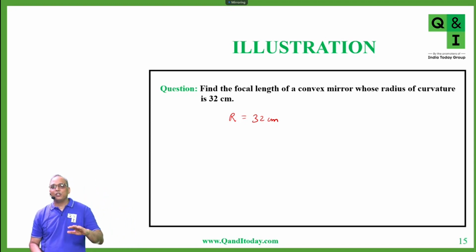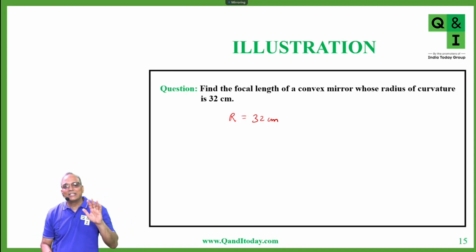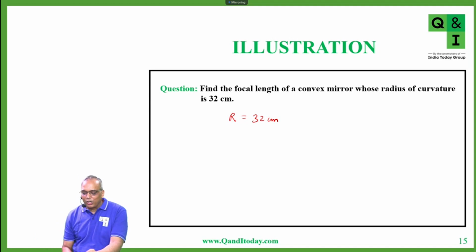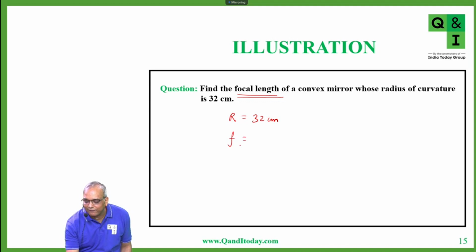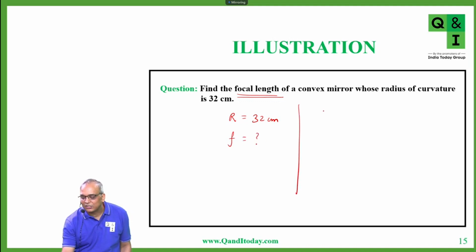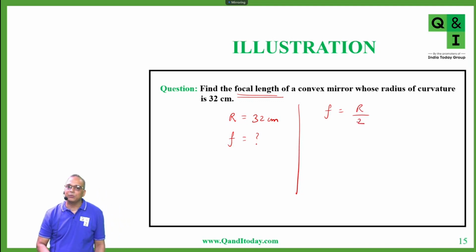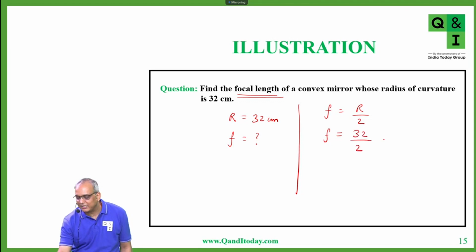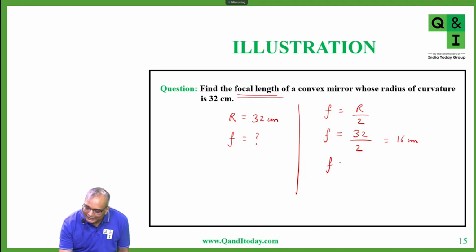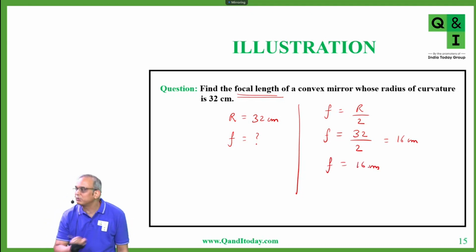Whenever you get a numerical, you should always write what is given in the question, and then what has been asked in the question. So find the focal length. So you have to find the focal length, right? Just now we saw a relation where F is equal to R by 2. If you put the value of R as 32, this will be 32 by 2, which is equal to 16 centimeter. So the focal length in this case is equal to 16 centimeter.